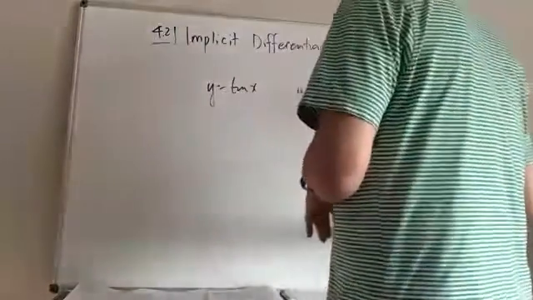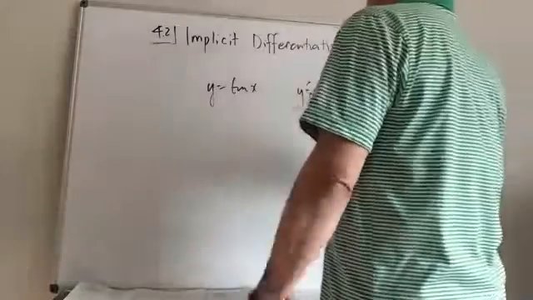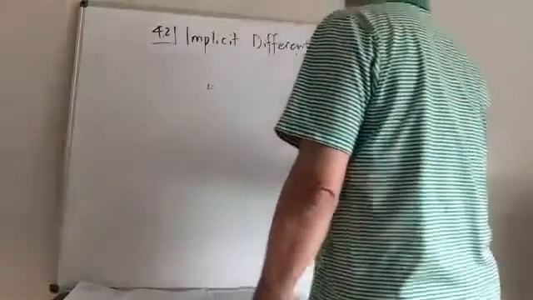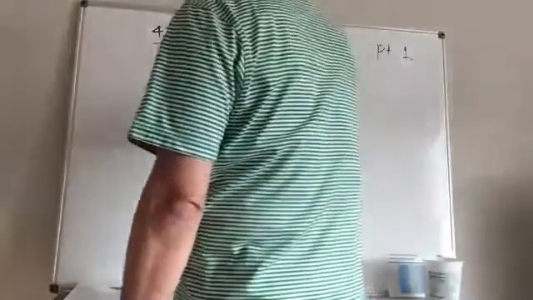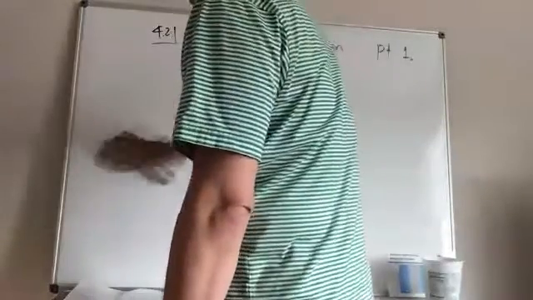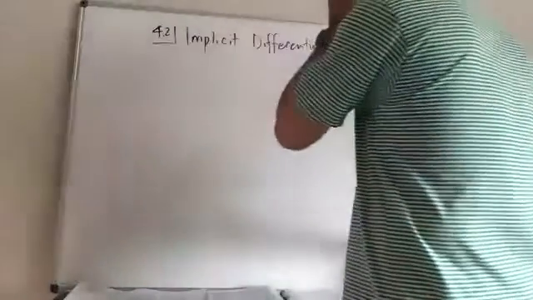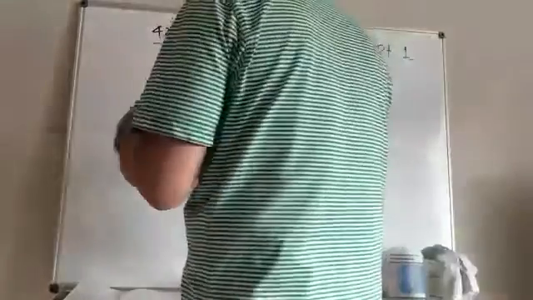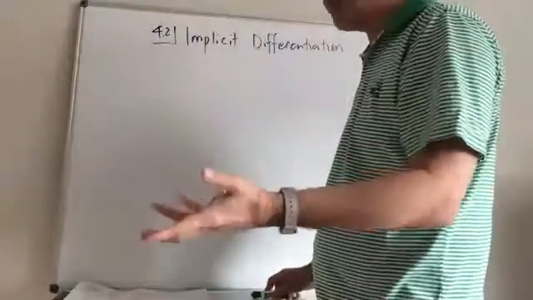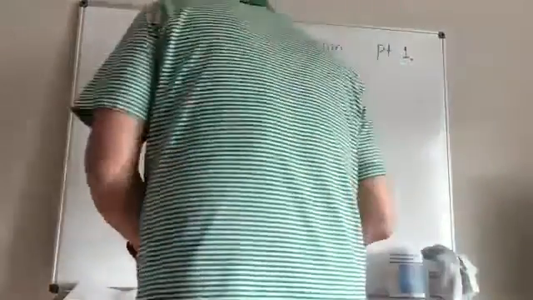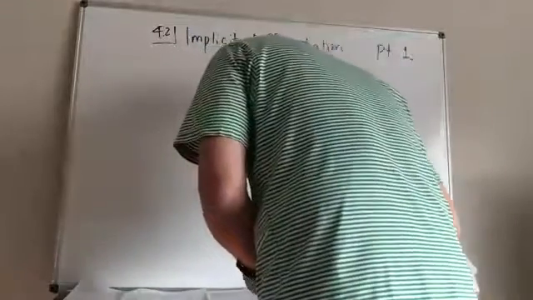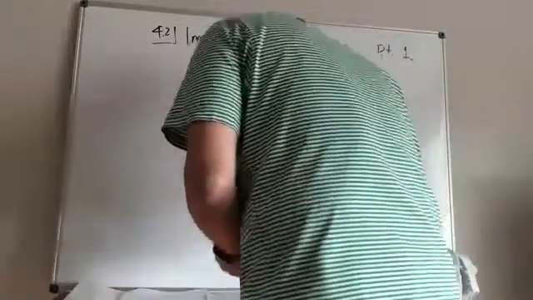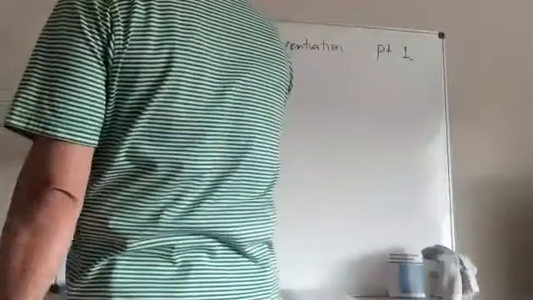In implicit differentiation, we are now going to deal with situations where the function that is given is in an implicit form, where we don't have a direct y is equal to something. Let's go straight into example number one.